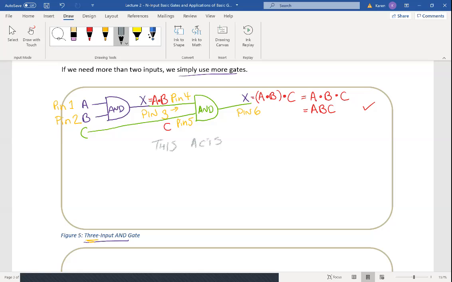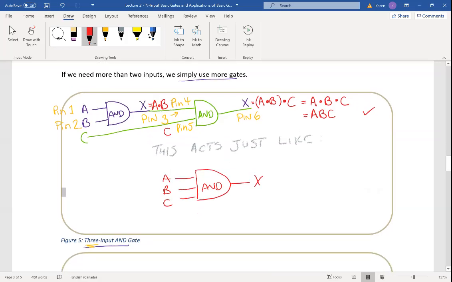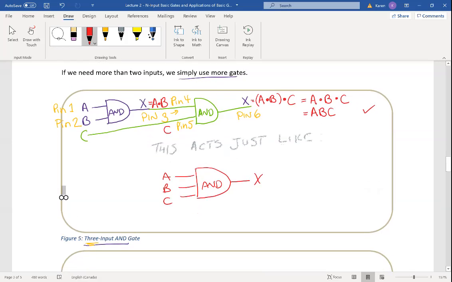acts just like if I had one AND gate, X came out A, B, and C. You can draw it either way, but it's more correct to draw it as 2 AND gates because in reality, in the real world, these chips are not built with 3 input AND gates.